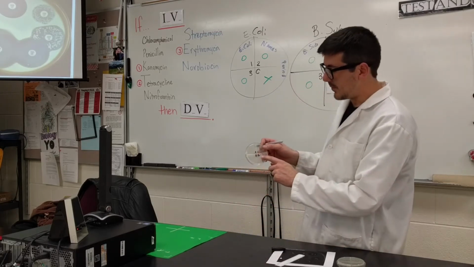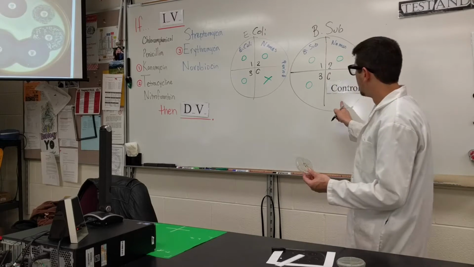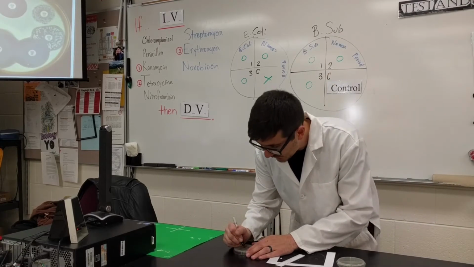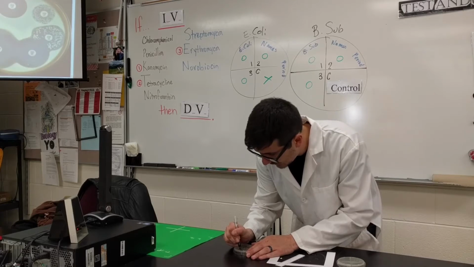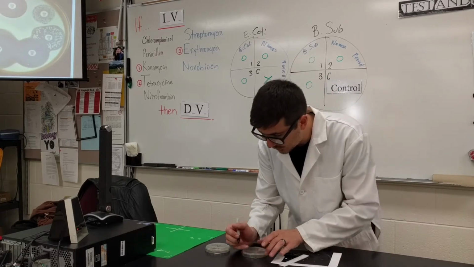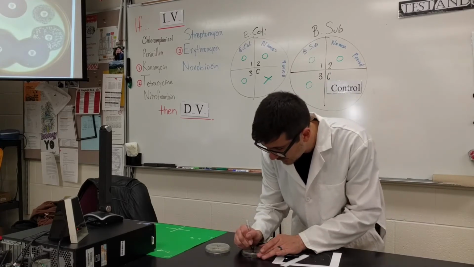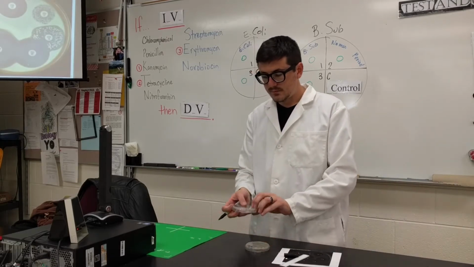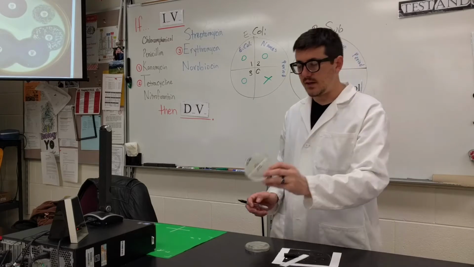So I'm just going to stick with that one. In the fourth part, I'm going to put a C because that's where my control is going to be. The control is not going to have any antibiotic on it. I'm going to have one plate for E. coli and the other plate for Bacillus subtilis. So, got my plates labeled. I'm ready for the next step.